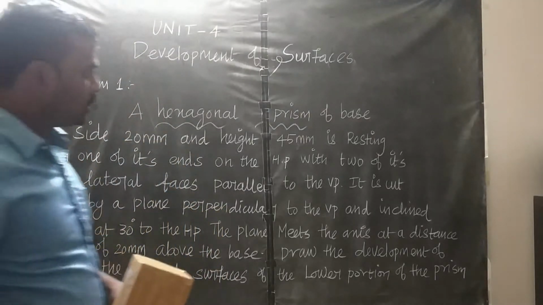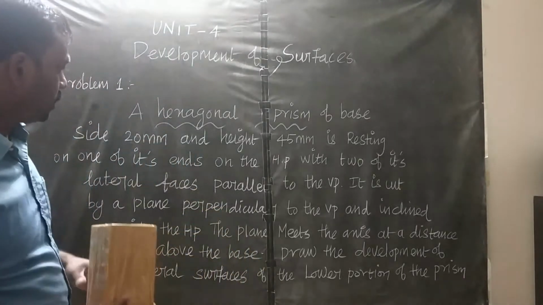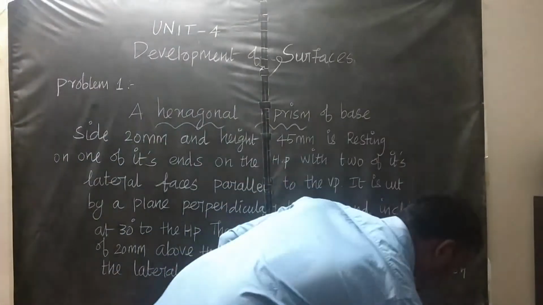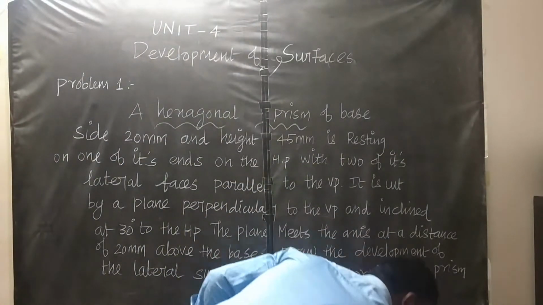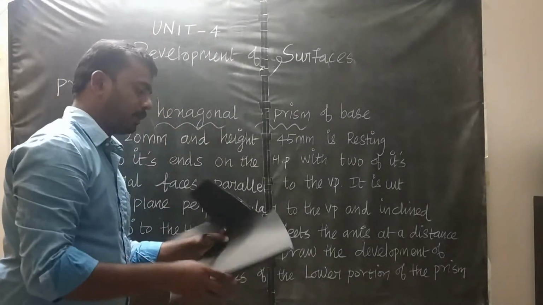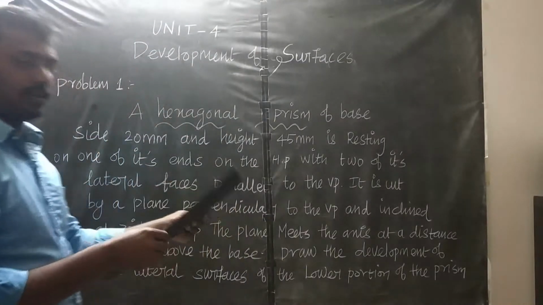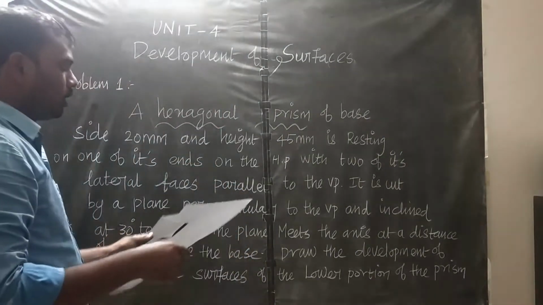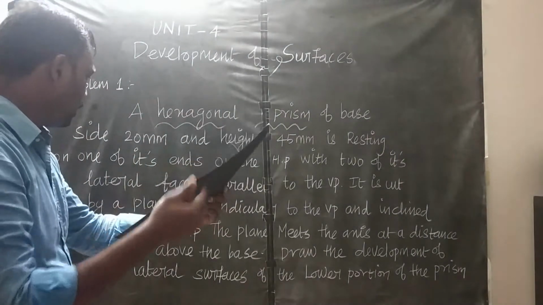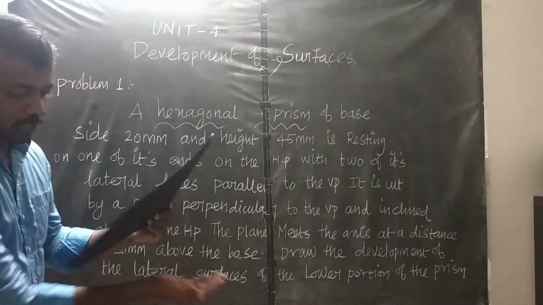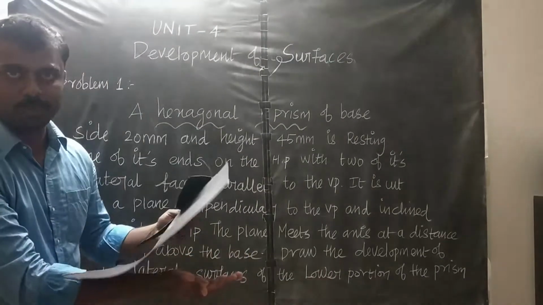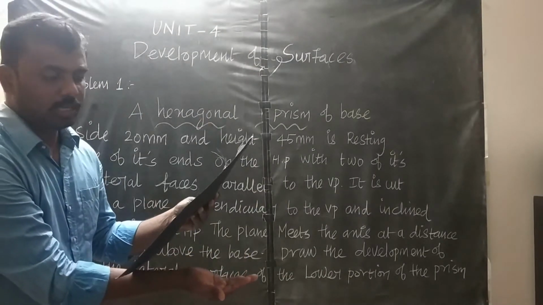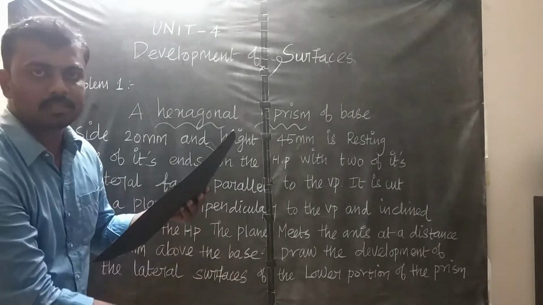Then in this problem, the cutting plane is perpendicular to VP. See here, assume this is your cutting plane, which is perpendicular to HP like this, and inclined to HP at 30 degrees. My hand here is the HP plane. This is the inclination with HP, and this angle is 30 degrees.